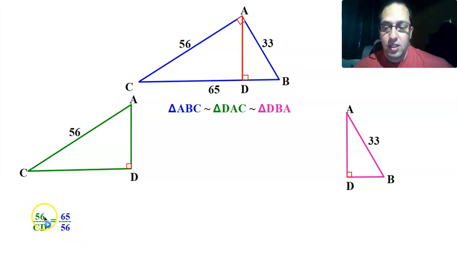Notice I have 56 in both ratios. This is the geometric mean. That's why I showed you geometric mean a minute ago. All right, so 56 is the geometric mean of the leg here, this long leg, and the hypotenuse. Well, okay, we're going to solve it. So what we do, we take 56 times 56, and we're going to divide it by 65. We're going to work this out. So we have 56 squared divided by 65.